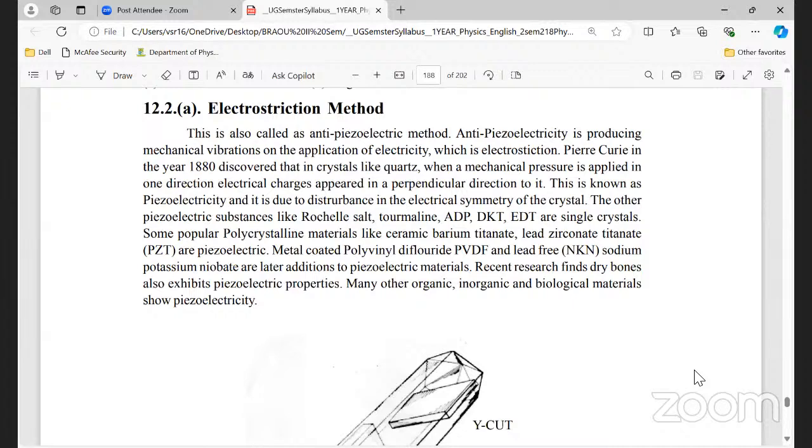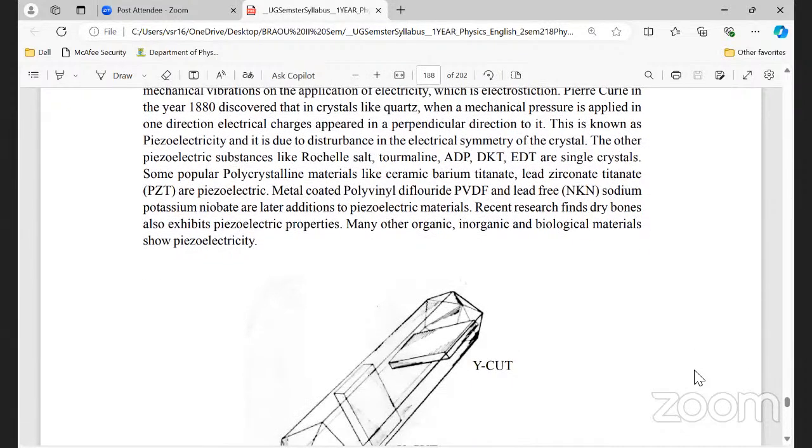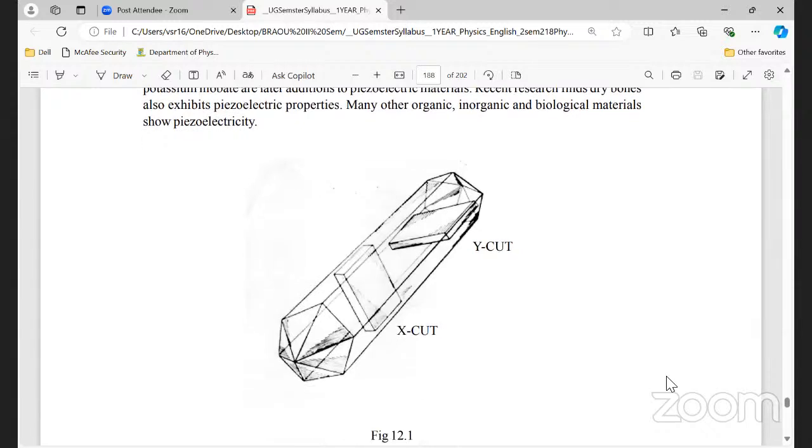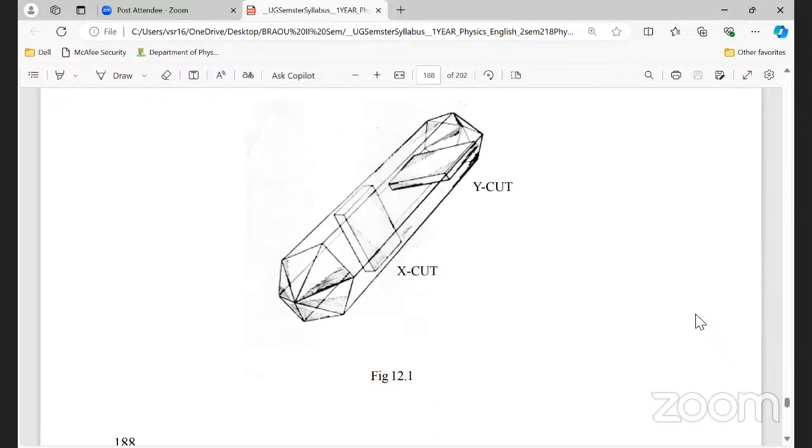Recent research has found that dry bones also exhibit piezoelectric properties, and other organic as well as inorganic biological materials also show piezoelectricity.